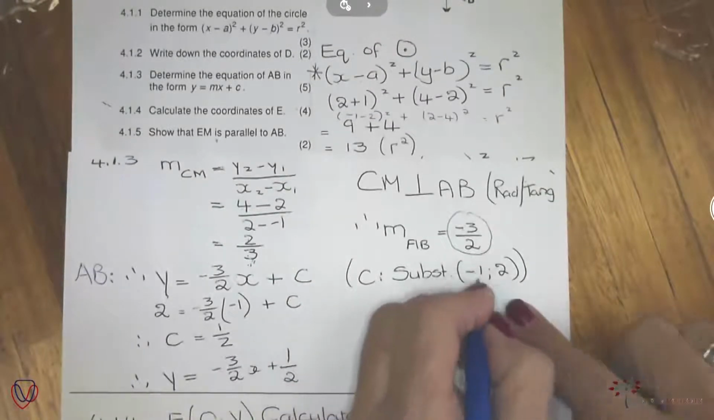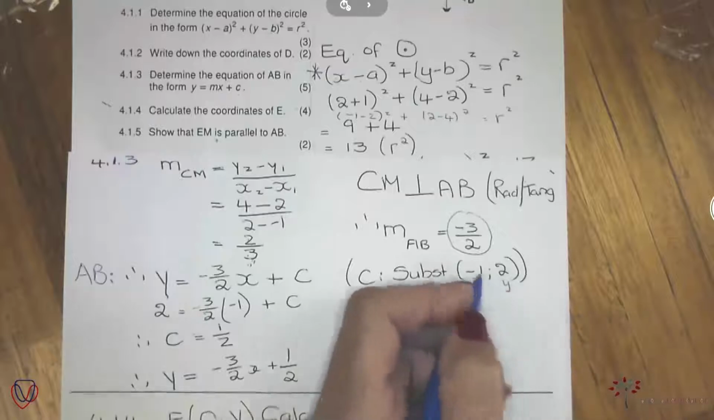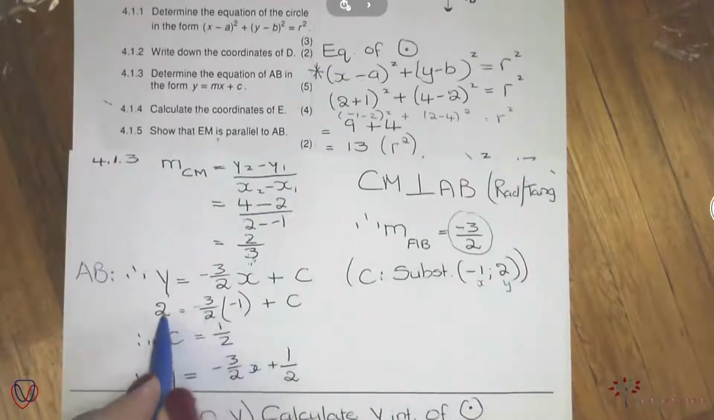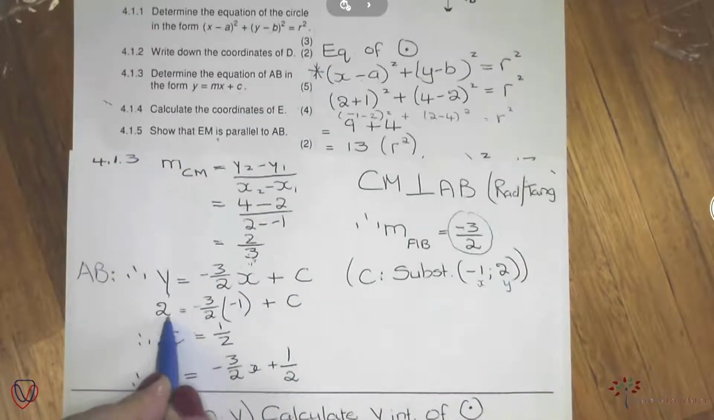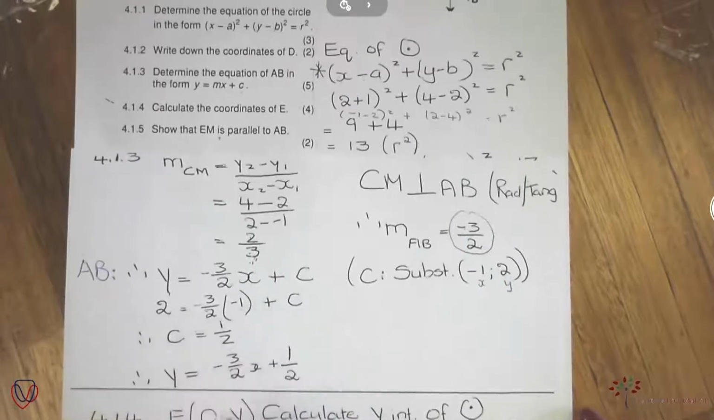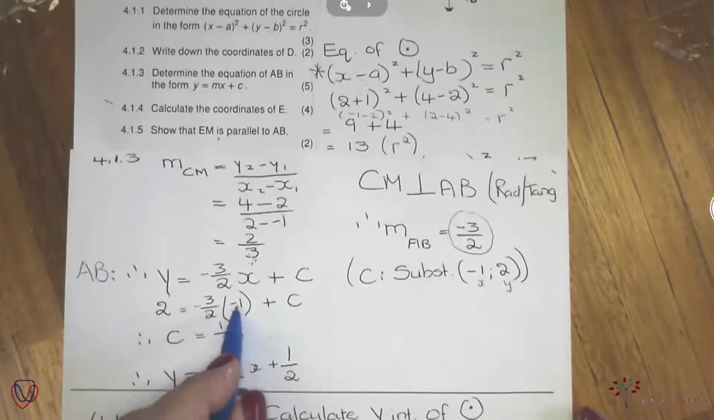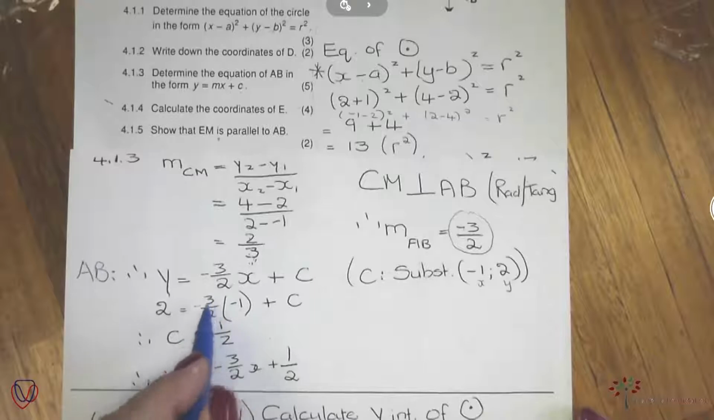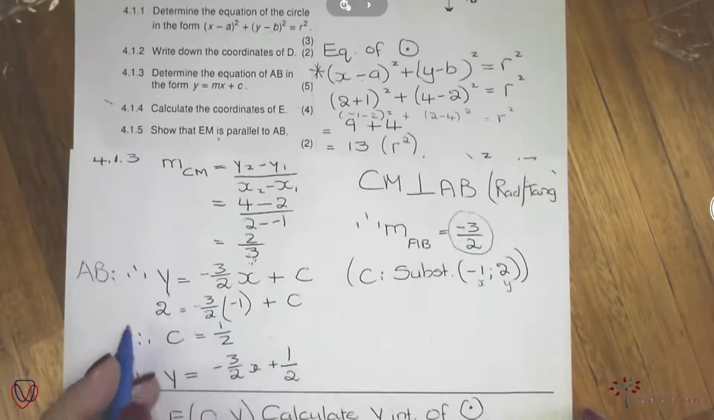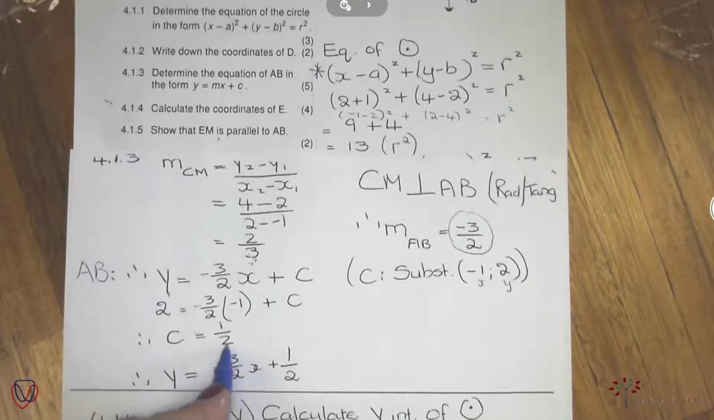So that is why we are substituting negative 1 and 2. This is x and this is y. So instead of x we write the negative 1. Instead of y we write 2 plus c, because we want to solve c. So we're keeping the c on this side and we're taking that negative times negative 1.5, 3 over 2. It's a positive 3 over 2. We take it to that side. It becomes a negative 3 over 2. And 2 minus 1.5 gives me a half. So c is equal to a half.